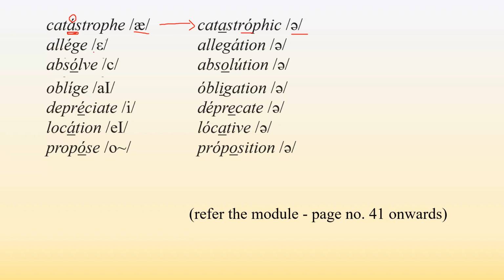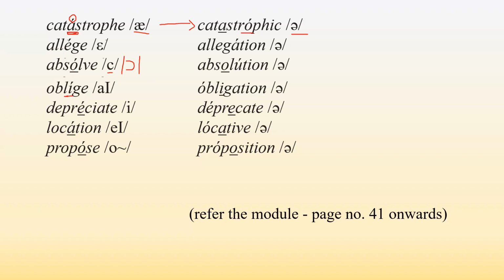Now, allege, allegation. You can say allege, allegation, absolve, absolution. Now, this is actually the O sound, right? Now, this is the symbol usually we use. Now, in this module, certain symbol changes are also there, right? But you need to understand what's happening. Absolve, the O sound, is reduced to a schwa sound in the noun here. Absolution, right? Absolution.